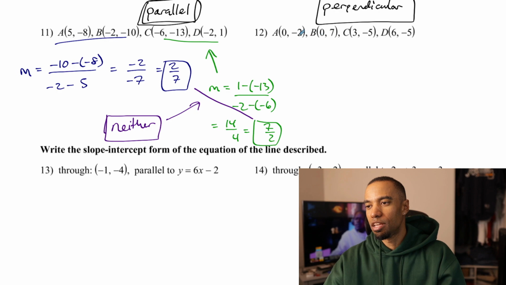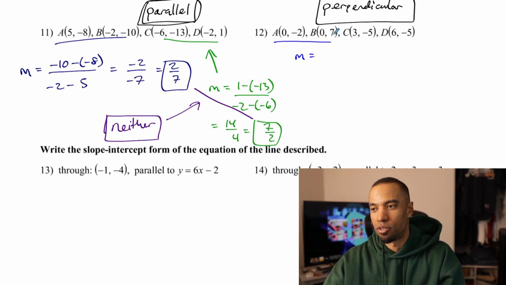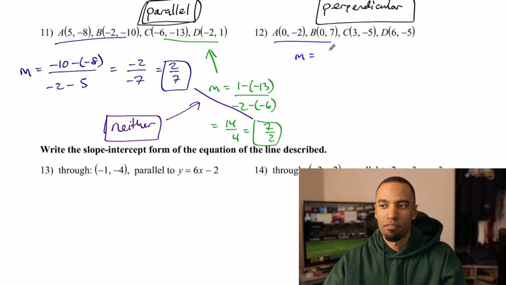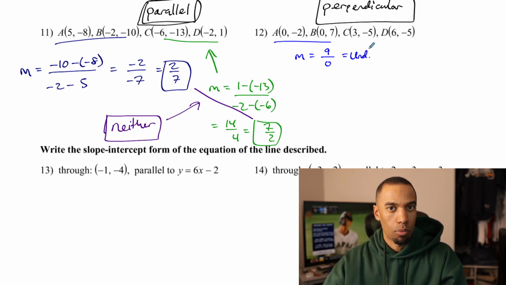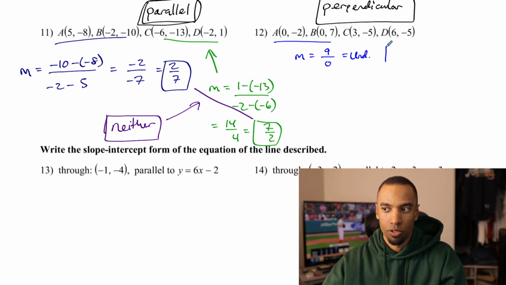All right, this one's going to be a little bit different. Here, let's calculate the slopes first. 7 minus negative 2, let's say that aloud. 7 minus negative 2 is 9. 0 minus 0 is 0. 9 divided by 0 is undefined. Undefined slope. That doesn't mean there's no line that works. That's a vertical line right there.